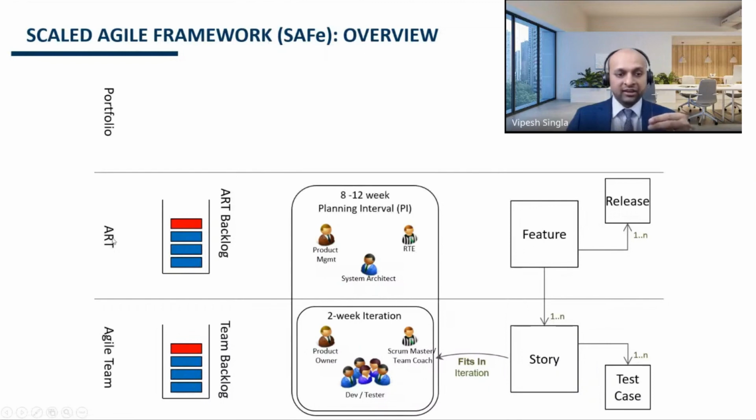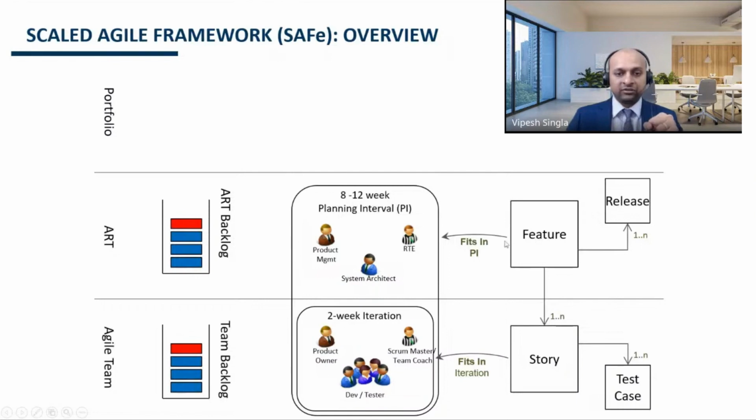Then the agile release train works in a time box which is called a planning interval. A planning interval tends to be anywhere between 8 to 12 weeks. So if it is 8 weeks, it will have four iterations, because 8 divided by 2 is 4. If it is 10 weeks, that means it will have five iterations. If it is 12 weeks, that means 12 divided by 2, it will have six iterations in it.